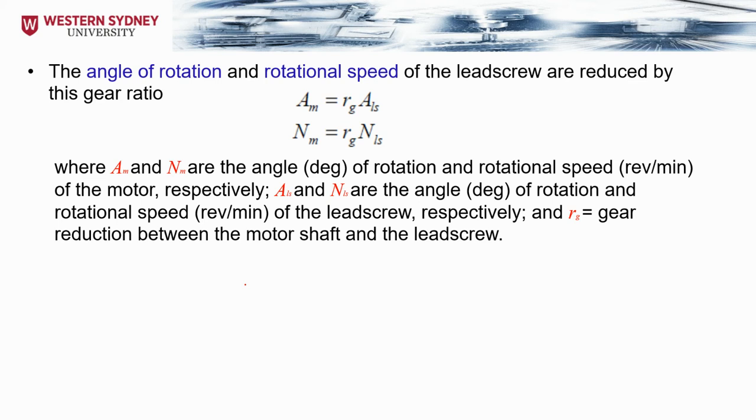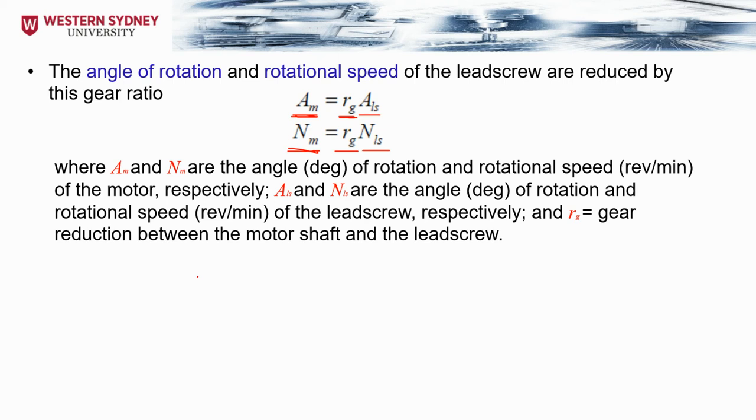Now the angle of rotation and the rotational speed of the lead screw are reduced by this gear ratio. So the angle of rotation of the motor, Am, is equal to the reduction ratio of the gearbox, Rg, multiplied by the angle of rotation of the lead screw. Also, the RPM of the motor is equal to the reduction of the gear multiplied by the RPM of the lead screw.